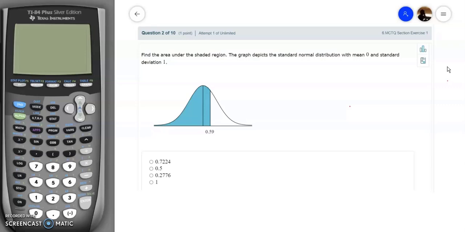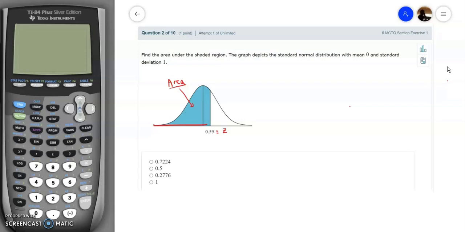This is question number 2, lab number 2. In this question, they are giving you the z-score, 0.59, and they are asking you about the area covered by this score, from here to here. So basically you are looking for the blue area. The easiest way to do this would be the calculator.